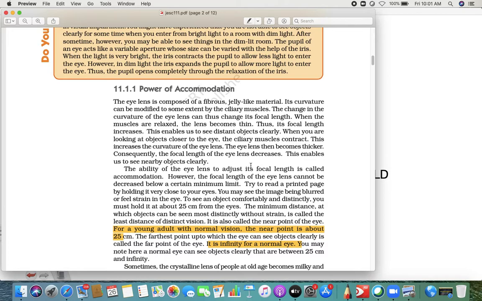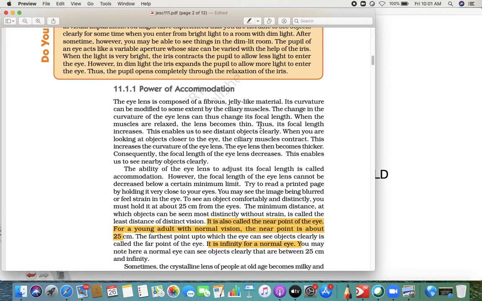So 25 centimeters for a young adult is the minimum distance, and that is called the near point of an eye. And what is the farthest point? Infinity, right? You can see the sun and stars. Even though they are millions of kilometers away, still you can see them from here. So definitely our eye can see till there, which means the far point is infinity. Now, what is the power of accommodation?